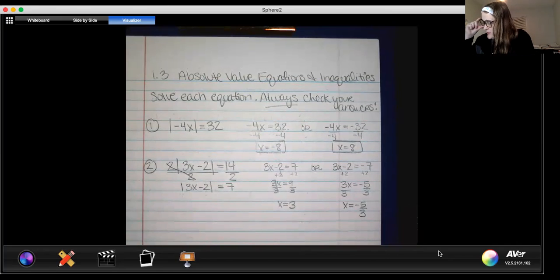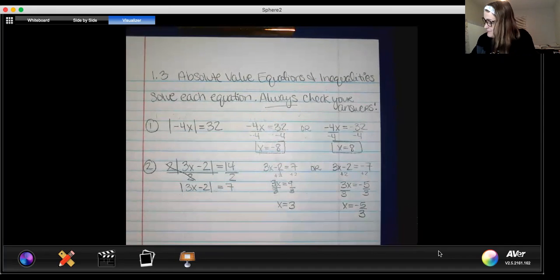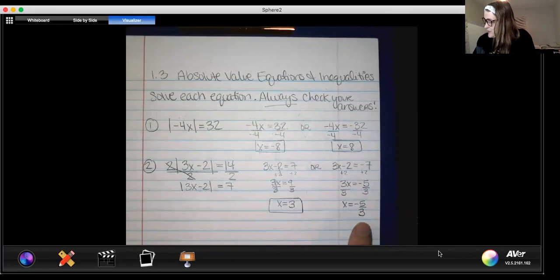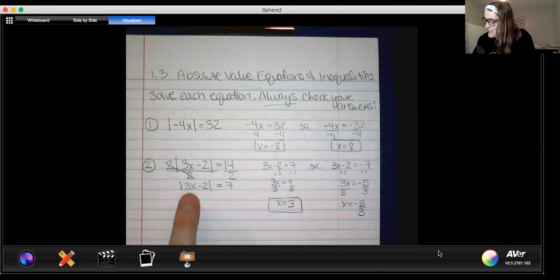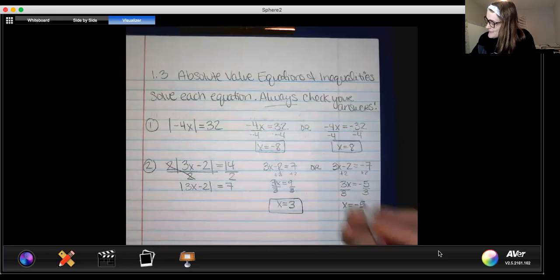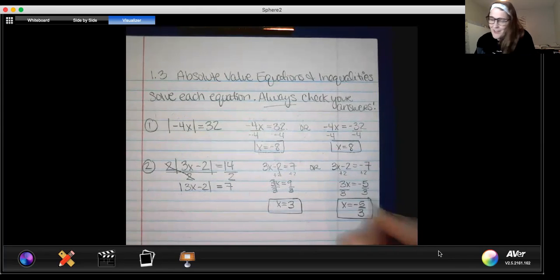Okay, let's verify that they work. 3 times 3 is 9. 9 minus 2 is 7. Absolute value of 7 is 7. That one works. Let's try negative 5/3. Now you're thinking, I have to use a calculator for this, but you don't. 3 times negative 5/3: the 3's cancel, so you get negative 5. Negative 5 minus 2 is negative 7. Absolute value of negative 7 is 7. So it does, in fact, work.